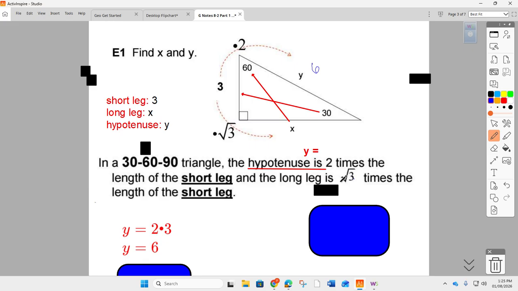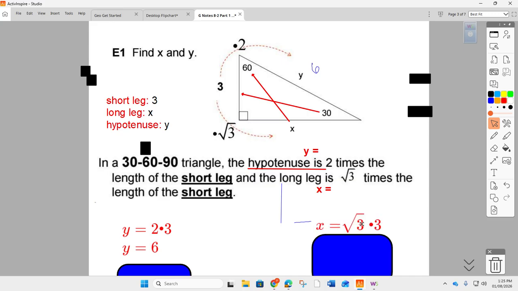Looking at our rule here, it says the long leg is the square root of 3 times the short leg. So the long leg in this example is x. So x equals the square root of 3 times the short leg. And that gets written as 3 square root of 3. Like if you're multiplying x times 3, you're going to write it 3x, right? That number on the outside of the square root is the coefficient, so it gets written on the left side.